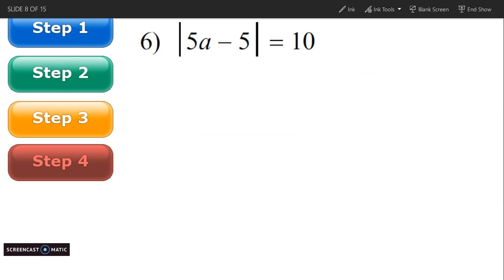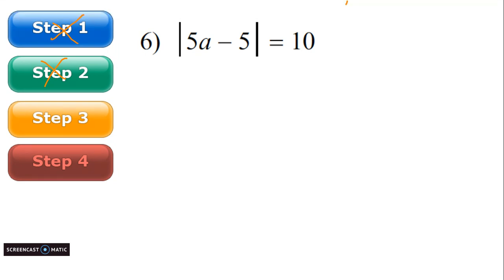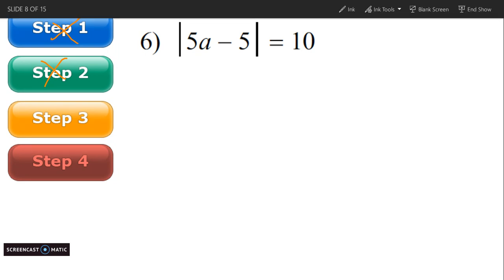Number 6. The absolute value of 5a minus 5 equals 10. Step 1 is to get absolute value by itself. Check. Step 2, is it possible? Check. We can have a positive number over here, no big deal. Step 3. Two equations. So we have 5a minus 5 equals 10.